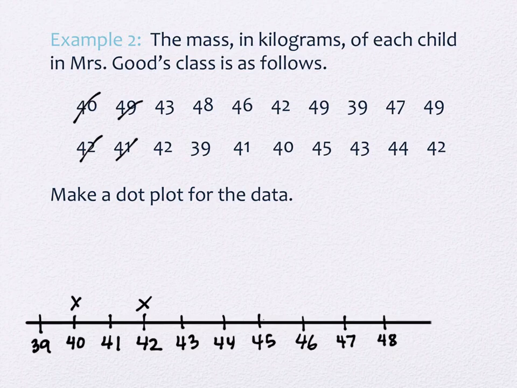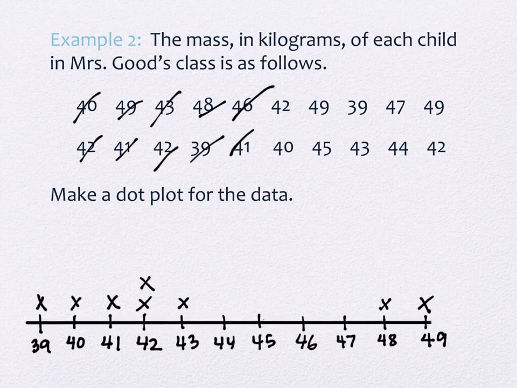49 and 41 are next. So 49. Oops, I didn't get my 49 on there. Sorry, I stopped one too soon. 49 and 41. 43 and 42. So 43. Now 42 is duplicated, so we stack them, one on top of each other. 48 and 39. 48, 39, 46 and 41.